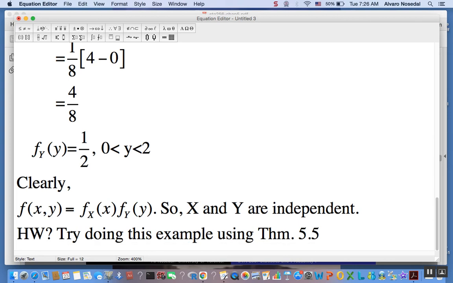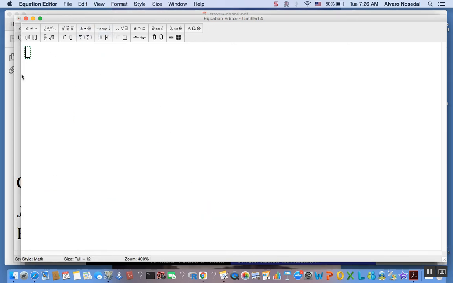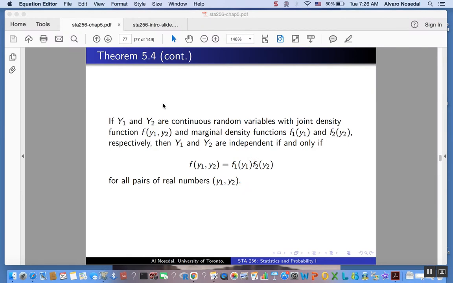Let me show you another one. Let's try and do another one, and I'm going to be opening a new one, because we're going to need some room. Let's try and do another example. Okay, but before I do that, let me show you something.